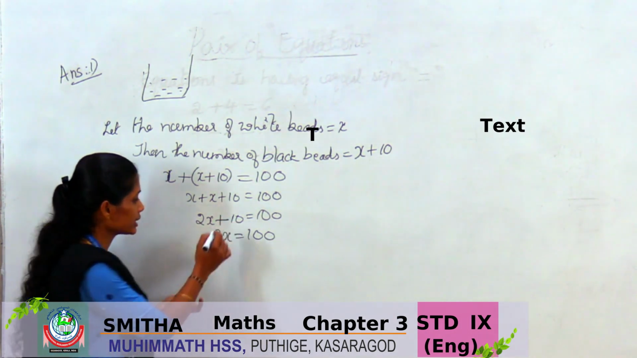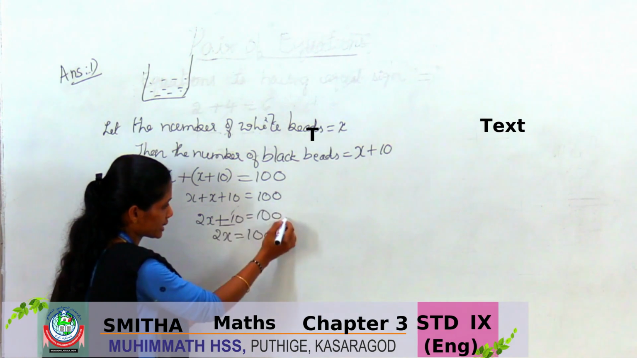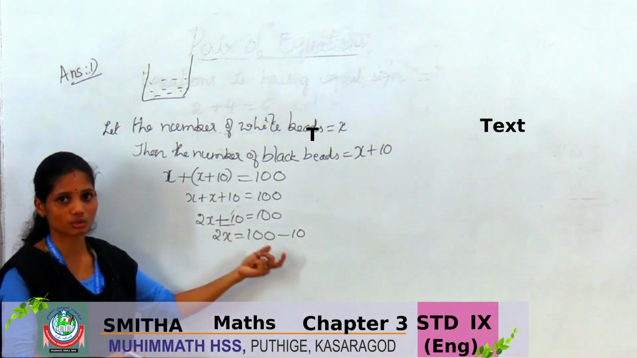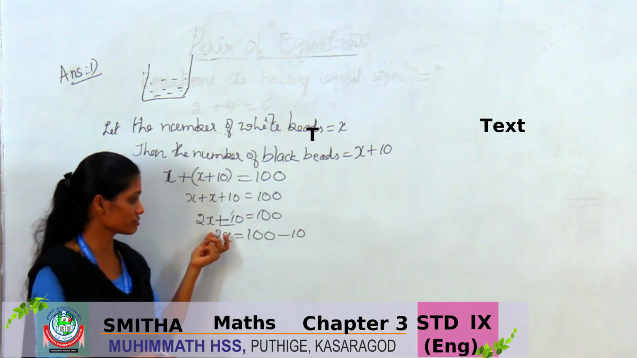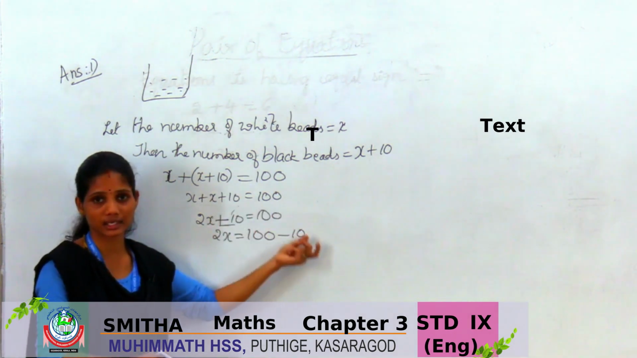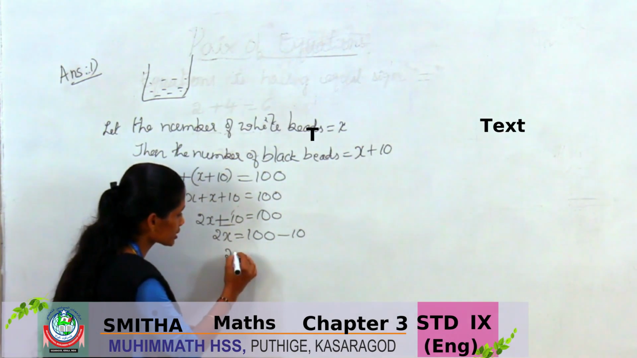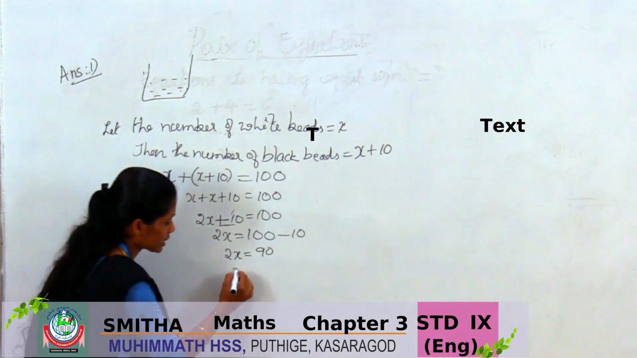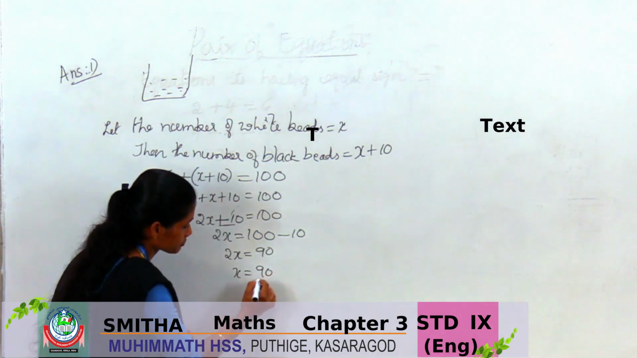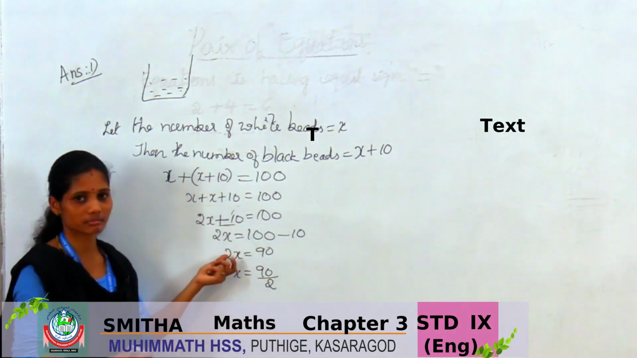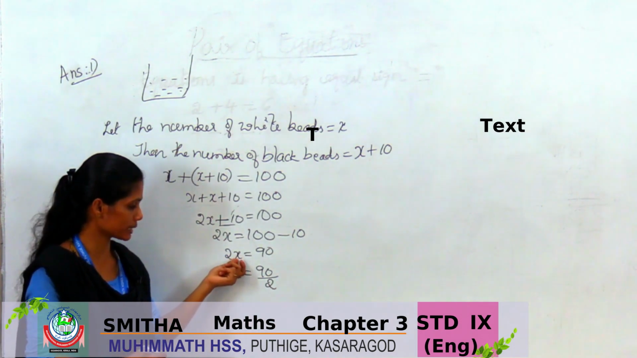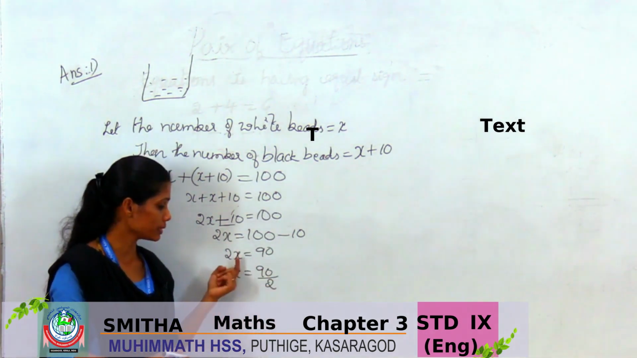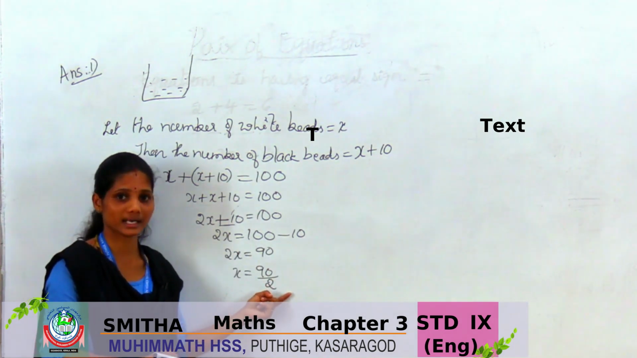This plus 10, you have to transpose it to the right hand side. It becomes minus 10. The plus sign changes into minus when you transpose it from one side of the equality sign to the other side. So 2x is equal to 100 minus 10, which is 90. x is equal to 90 divided by 2. 2 is multiplied here. So when you transpose it to the right hand side, it becomes division. Multiplication gets converted into division.